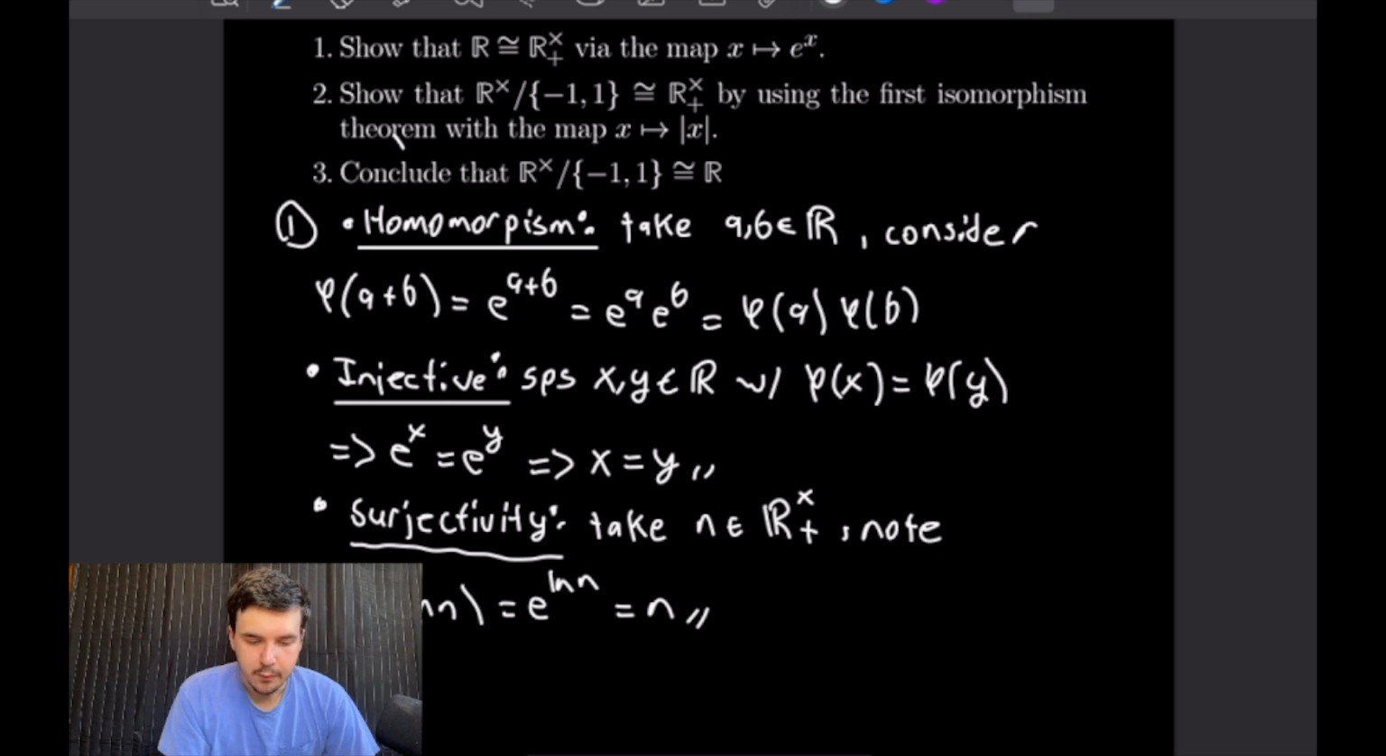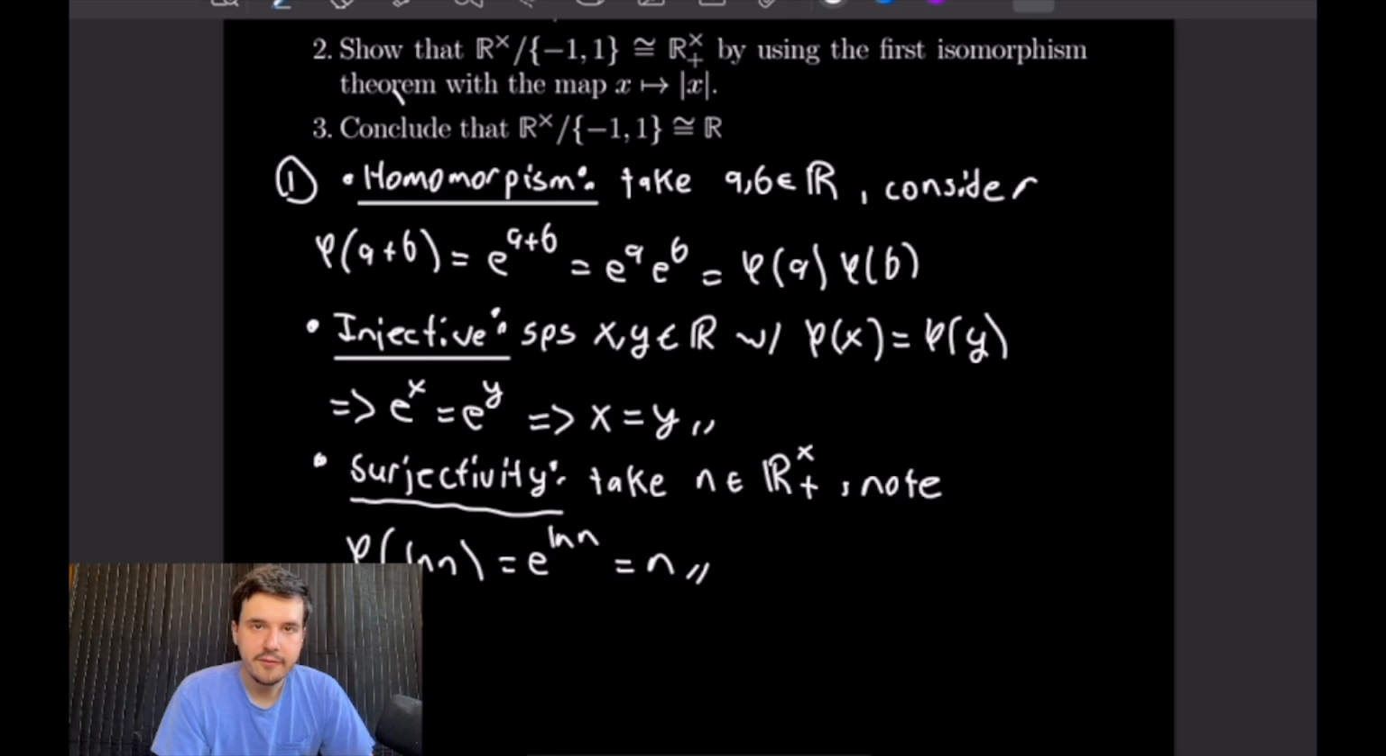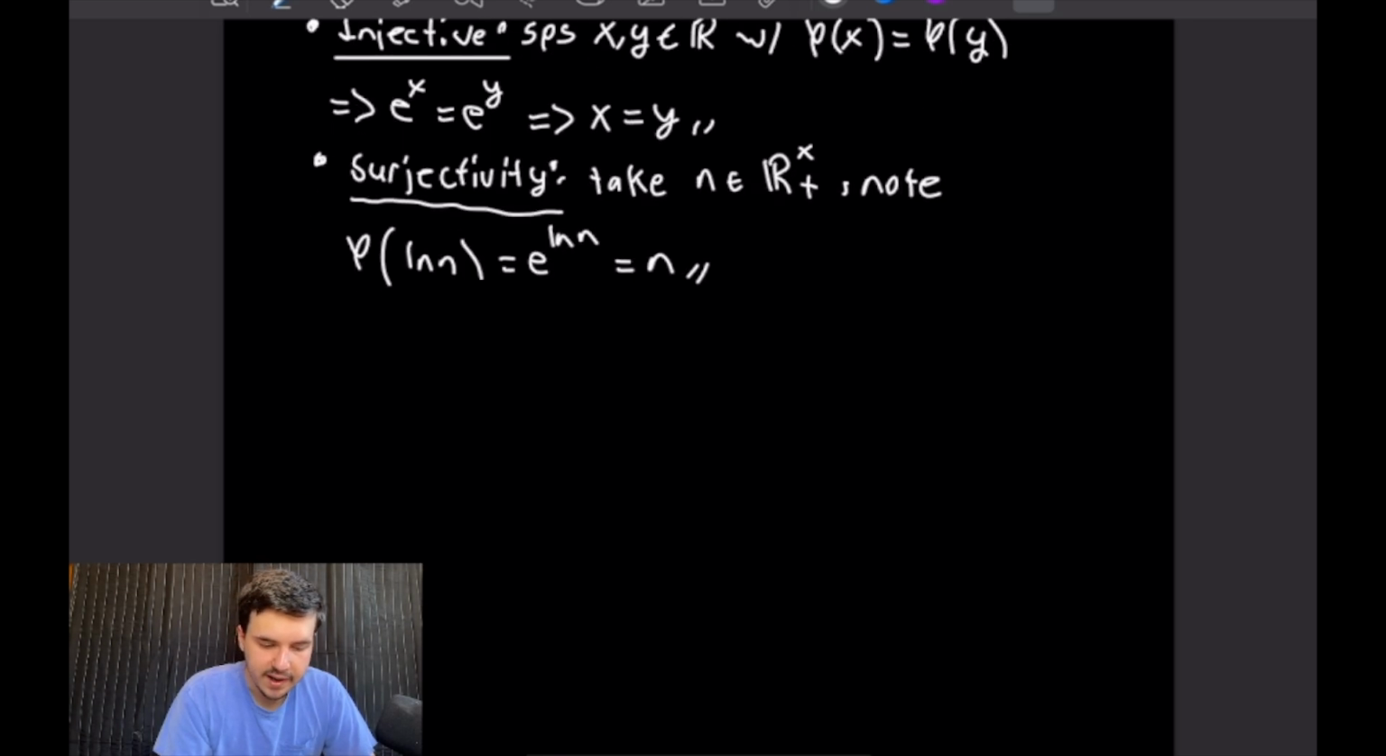Great. So for the second one, we're going to want to use the first isomorphism theorem to show that the multiplicative group of non-zero real numbers mod out the set {-1, 1} is isomorphic to the multiplicative group of positive real numbers, using the map x is mapped to the absolute value of x. Well, we've already done some of these, so let's jump right into it.